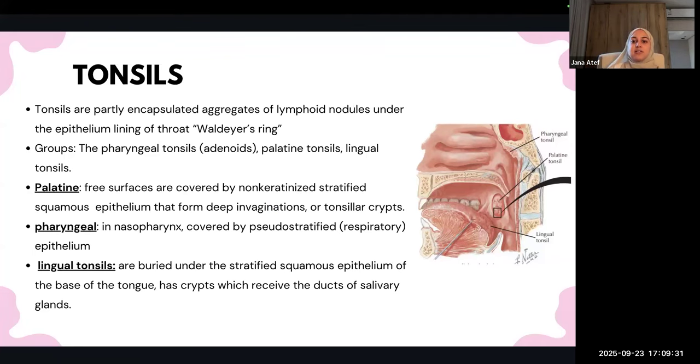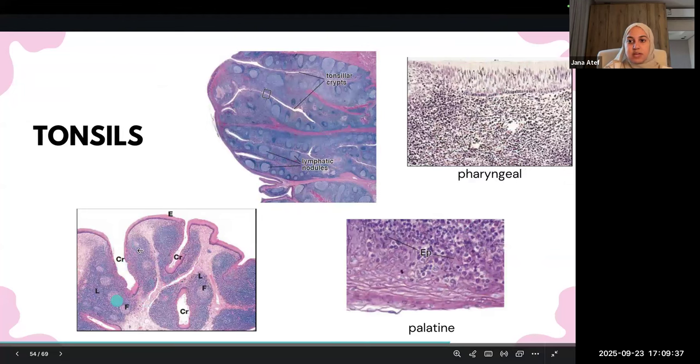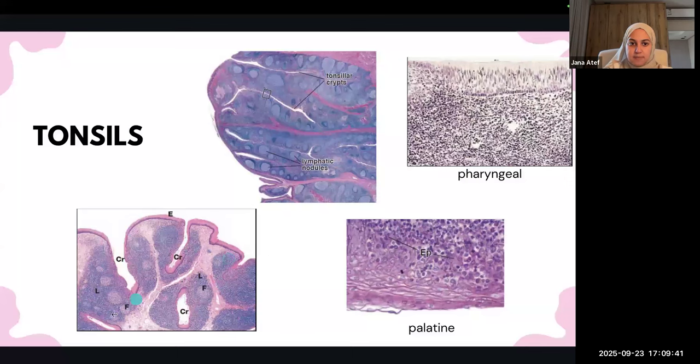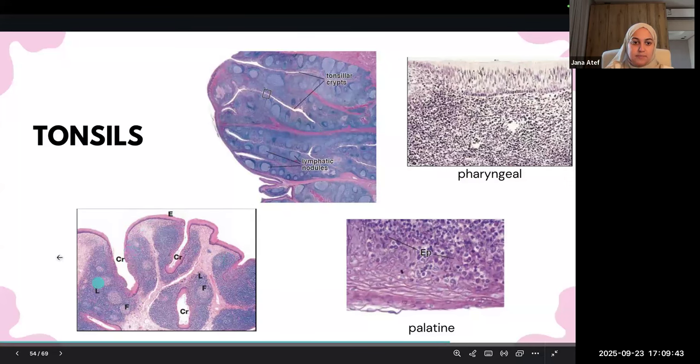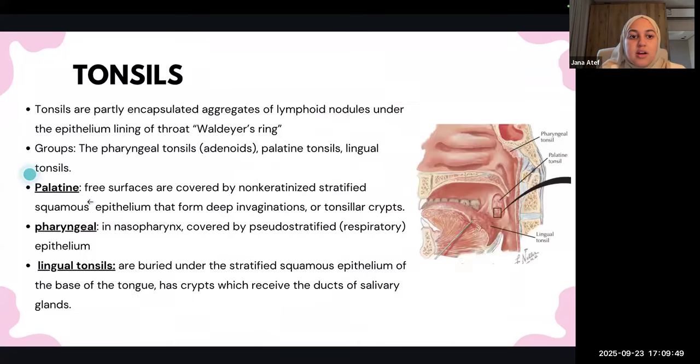They have invaginations or crypts, okay? So this picture right here is probably a palatine tonsil. It has invaginations. This is the epithelium of it. It doesn't have any keratin. Okay. So pharyngeal tonsils are found in the nasopharynx.